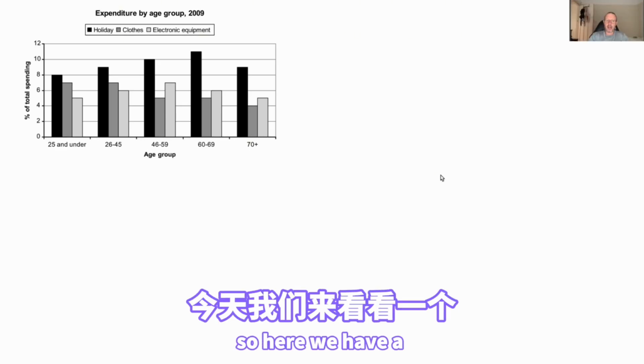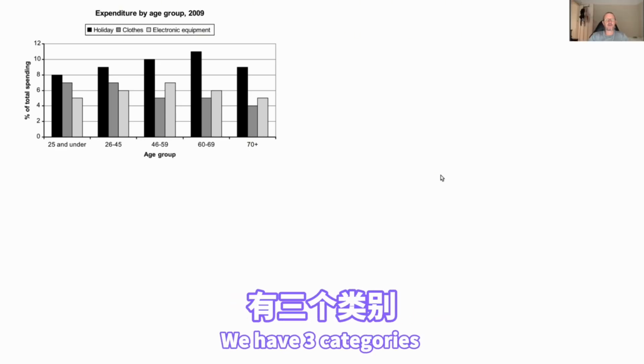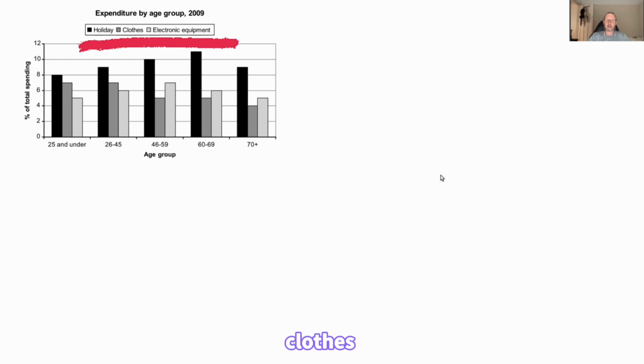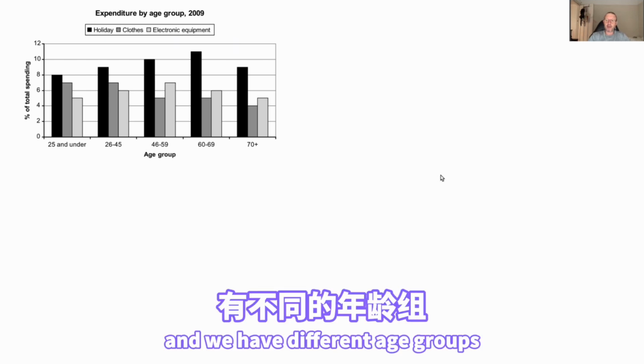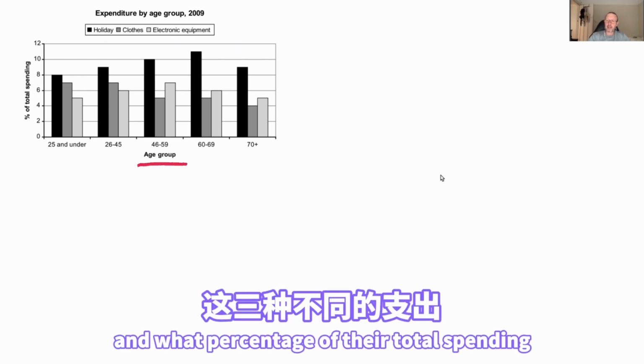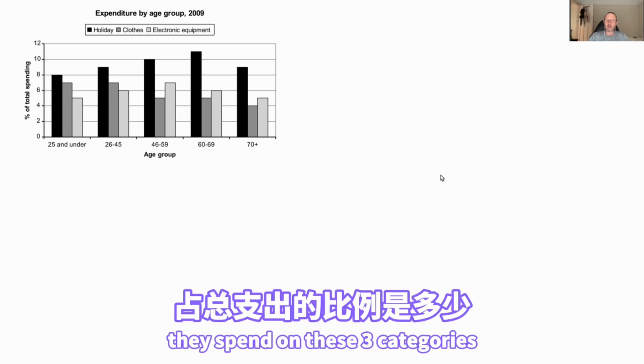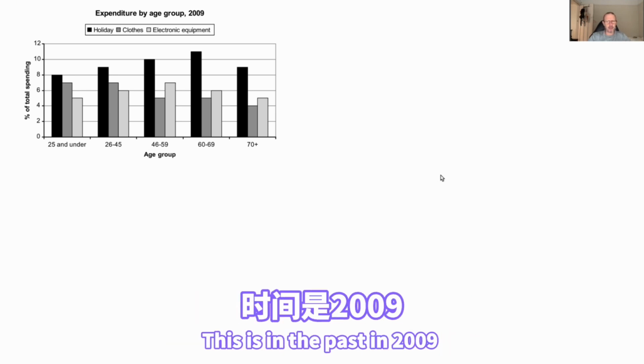So here we have a pretty common task. We have 3 categories: holidays, clothes, electronic equipment. And we have different age groups and what percentage of their total spending they spend on these 3 categories. This is in the past, in 2009.